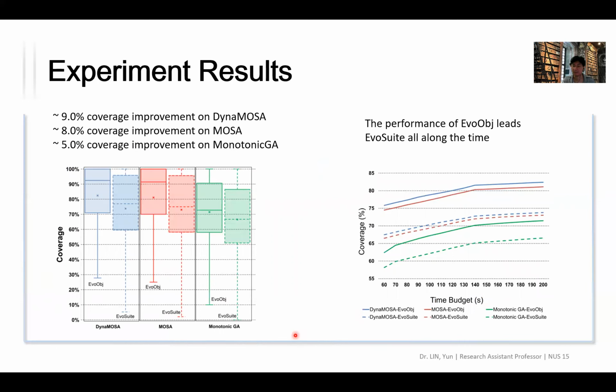And our experiment on over 2,000 Java methods shows that EvoObject can have non-trivial coverage improvement for even weight and on various search algorithms. In addition, EvoObject will always take the lead in terms of coverage along the time.